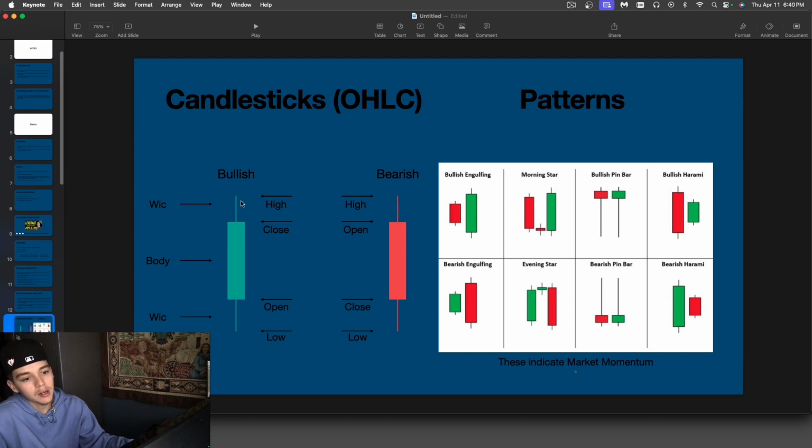Okay. This right here is called a wick, and this is the body of a candlestick. So if you have an actual candle, the wax is the body, and the wick is the wick. Okay. So it's pretty self-explanatory. Here are patterns. They indicate market momentum. We need a momentum market. We need volume in the market. We need candlesticks like this. That just means rejection. It shows rejection at a certain point.